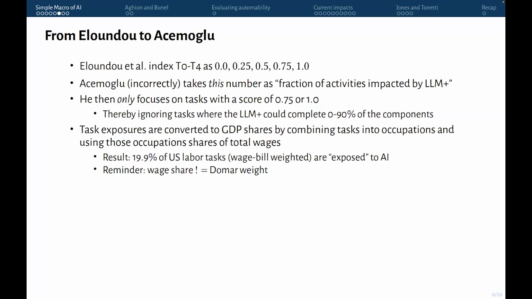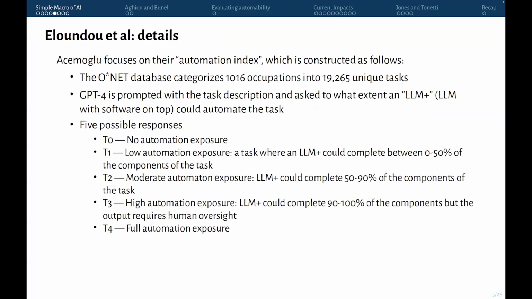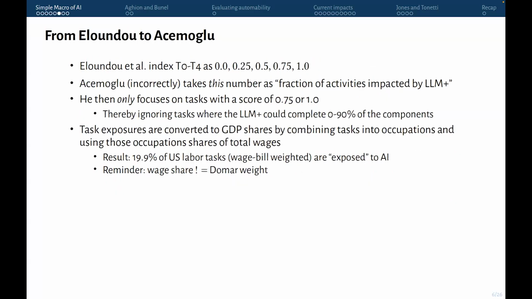Yeah, and then I was going to say that in his paper, as his measure of GDP exposure, he only considers the tasks with a score of 0.75 or 1. So this is pretty stringent, because ignoring this cardinality exception, it's only the tasks where 90% plus of the subtasks could be automated. And then task exposures, yep.